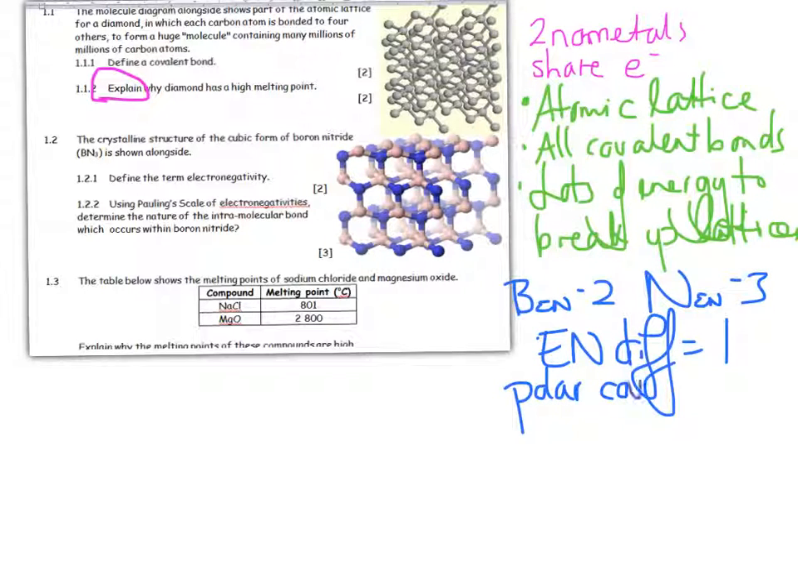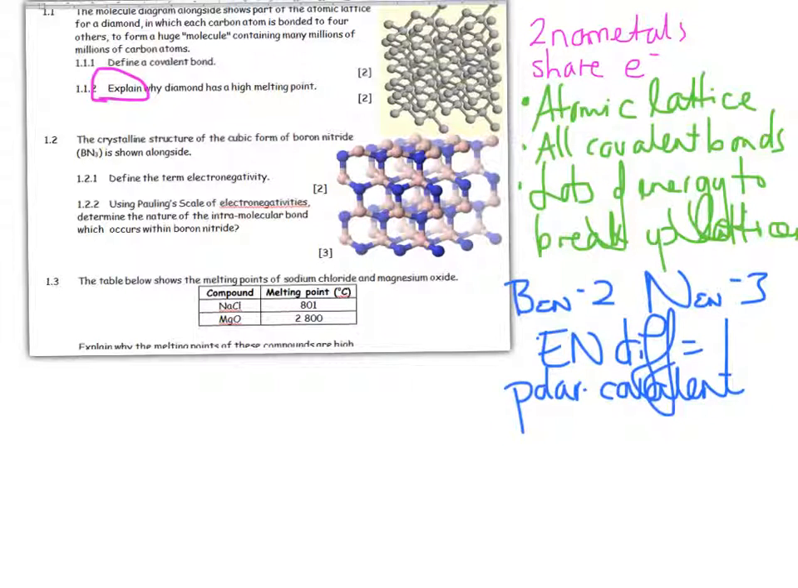Some of you said that boron was a metal and nitrogen was a non-metal. Boron's not a metal. Boron is on the line of the staircase, so it is a semi-metal. So it can behave either as a metal or a non-metal, and due to this electronegativity difference, it is polar covalent.